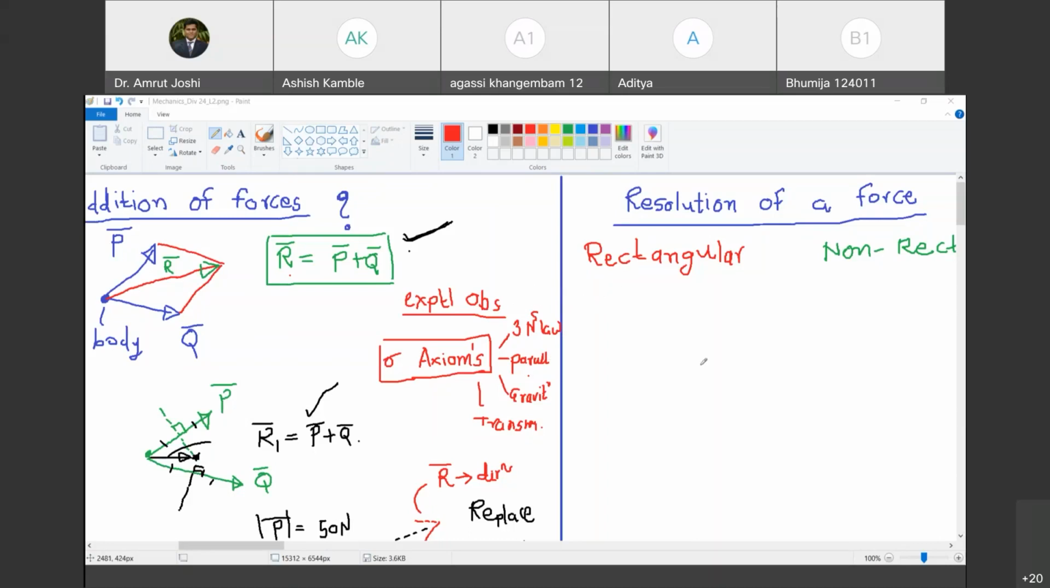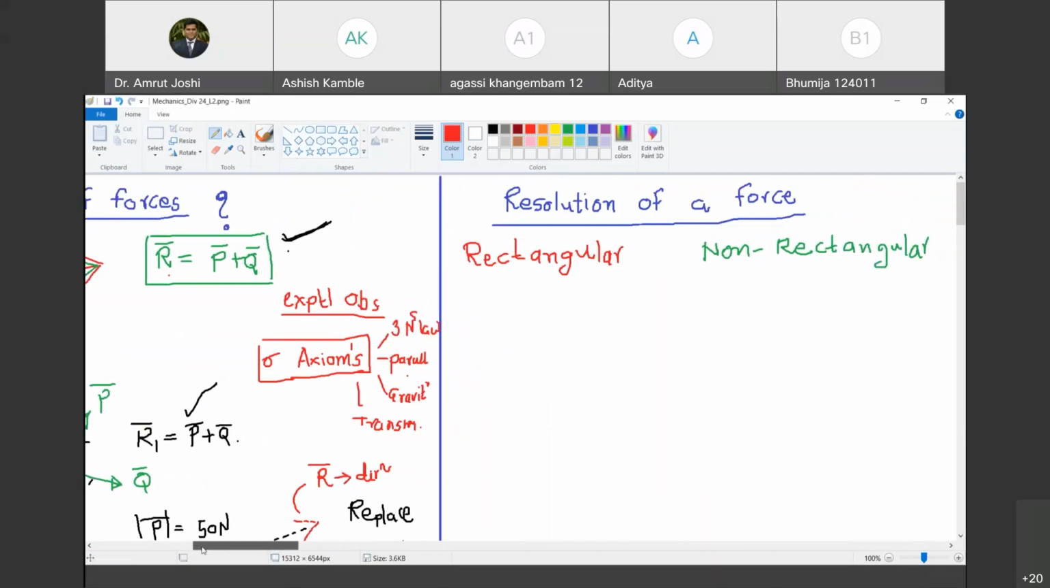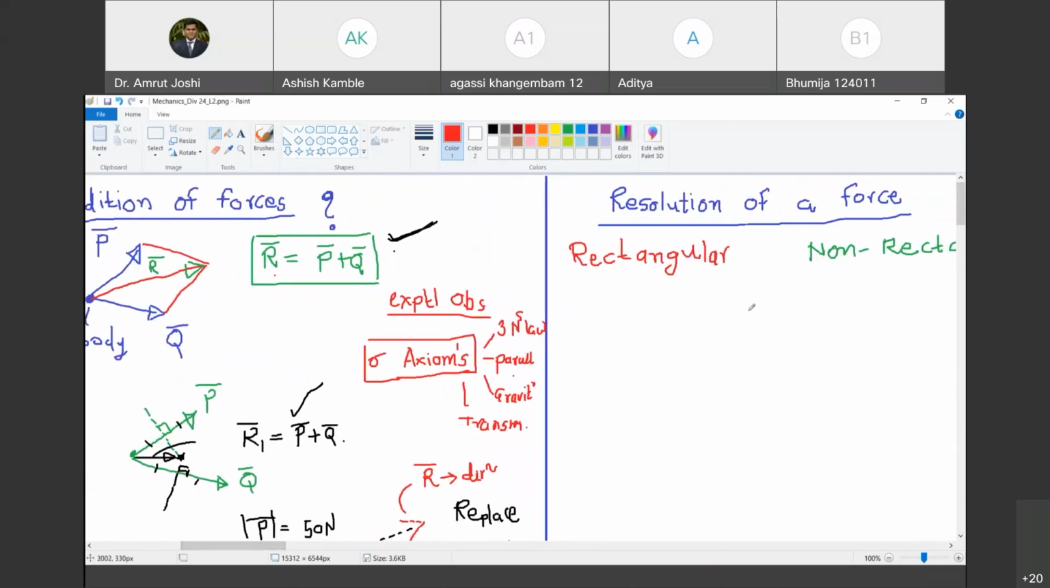Okay, so now let us go to the resolution of a force. We have 8 minutes in our hand. That's all right. I will just give you a glimpse of what is resolution of force, and then we are going to stop. Now, what had we just done?